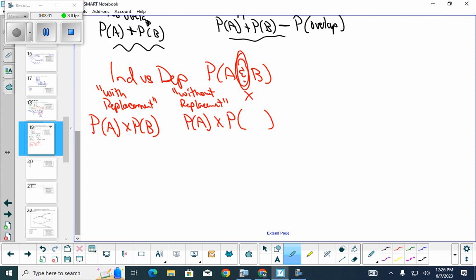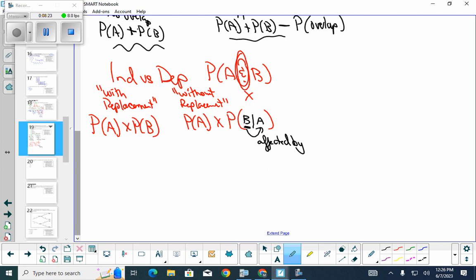But instead of writing probability of B, they write it like that. This just means that B is affected by A. That's all that means. But they just mean times. They both are just times.